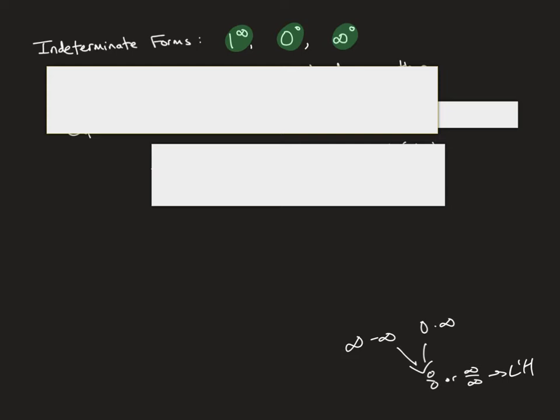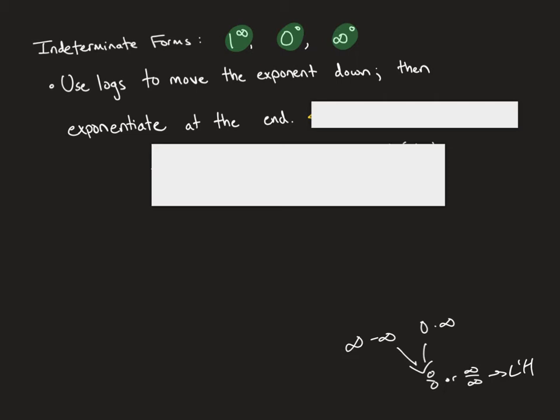And likewise, we don't know how to treat 0 to the power of 0. What is that number to the power of itself when itself we think represents nothing? How can something be to the power of nothing if it itself is nothing? As well as infinity to the power of 0. So, when we get these forms in our limits, we need to use logs to move the exponent down and then exponentiate our answer at the very end.